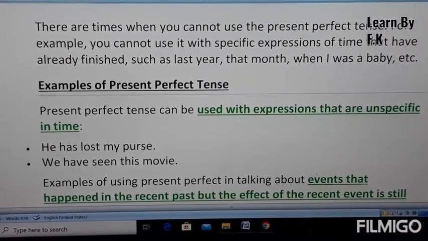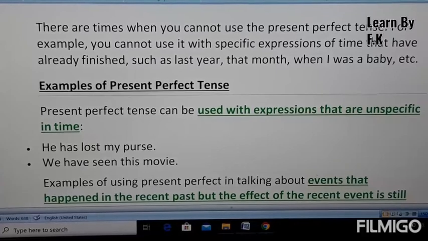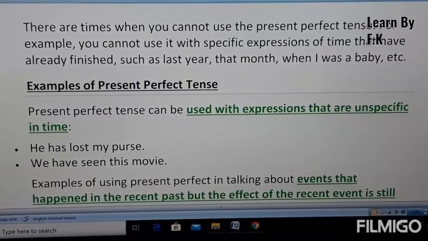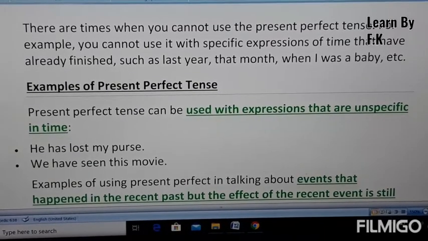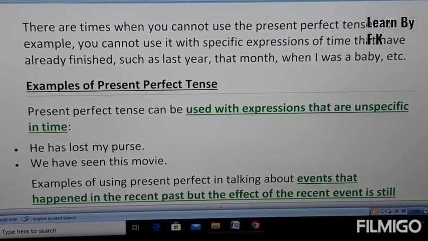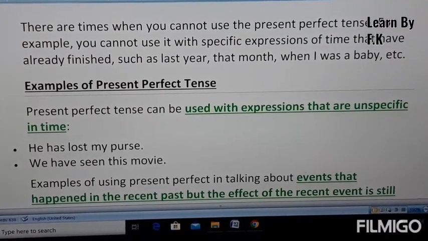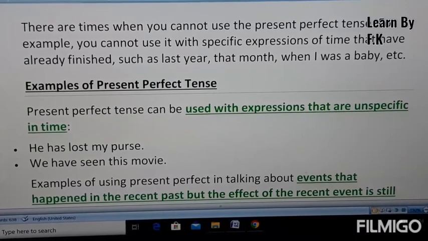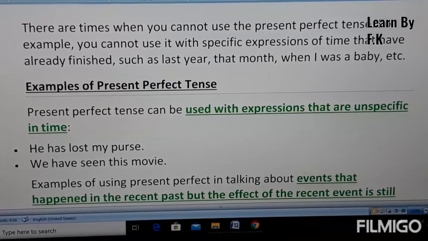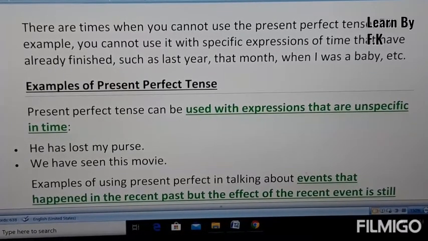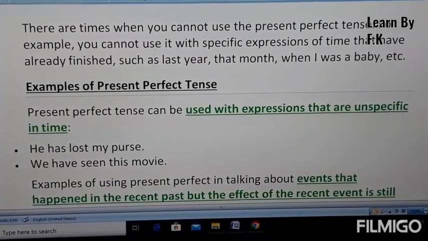Example of present perfect tenses. Present perfect tense can be used with expressions that are unspecific in time. It means here the time is not particular or accurate when telling about the activity in the present perfect. For example, we have seen this movie. In this situation, we have seen this movie, but we are not telling about when we have seen this movie.